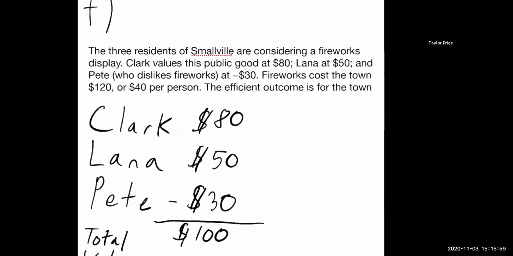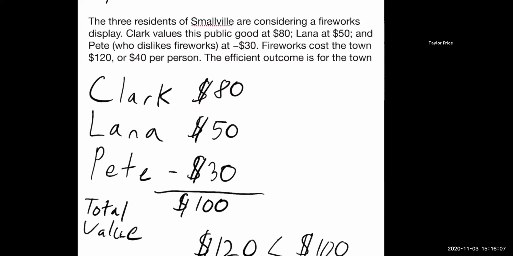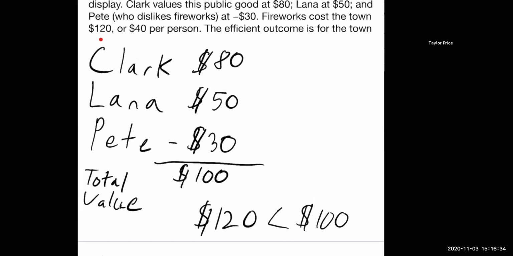The efficient outcome for this town would be... the first thing you need to do when you see a question like this is add up everyone's benefit. So for Clark it's 80, Lana it's 50, and Pete it's negative 30. So the total value to the town is $100. Because fireworks cost the town $120, the town should not provide the fireworks, because $100 is less than $120. The benefit to the town is only 100, but the cost is 120. So even though Clark and Lana value fireworks more than $40, because Pete values them at negative 30, the total value to the town is less than the cost of providing fireworks.